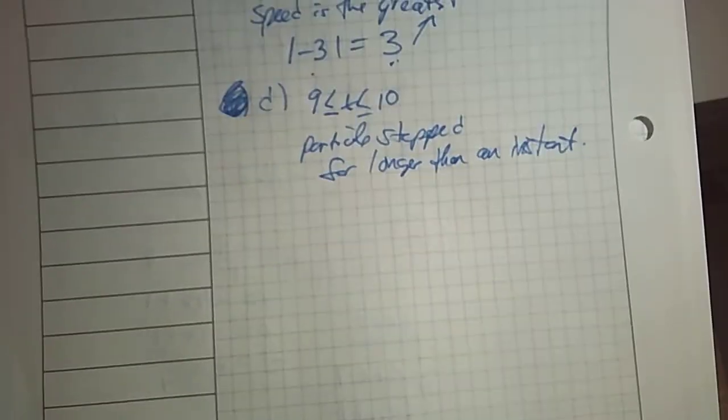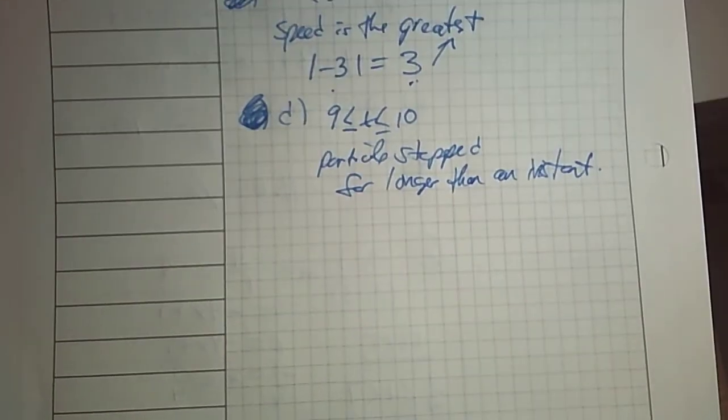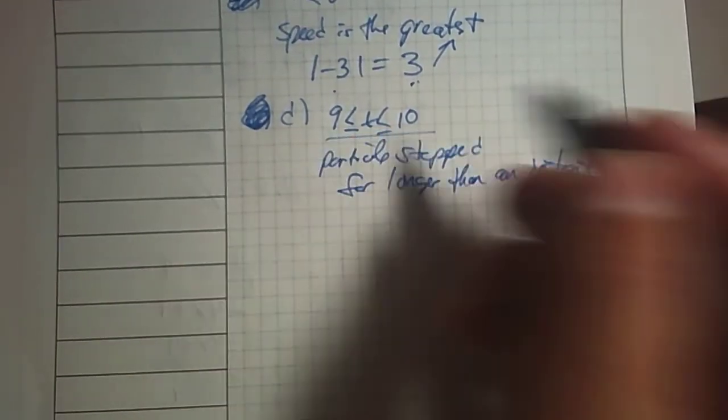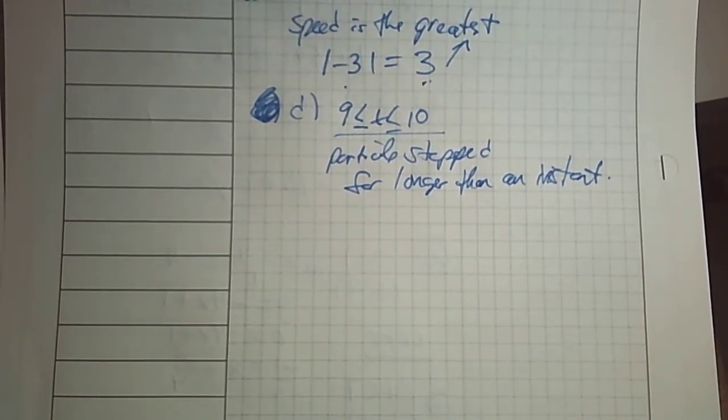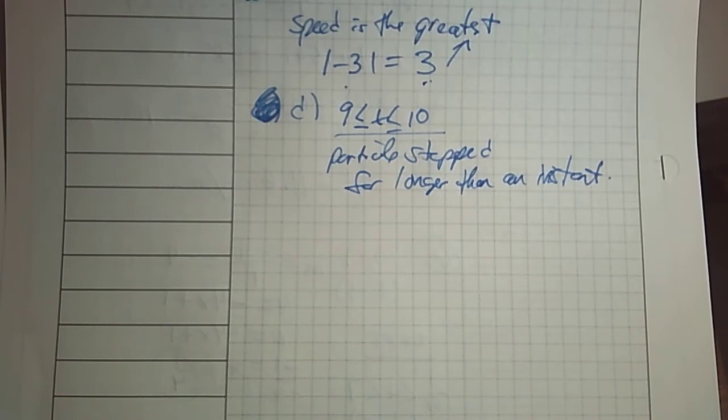So we're looking to see when the velocity is 0 on the graph, and it's 0 for a longer period of time. So between 9 and 10, the particle stopped for an extended period of time rather than just instantaneously.